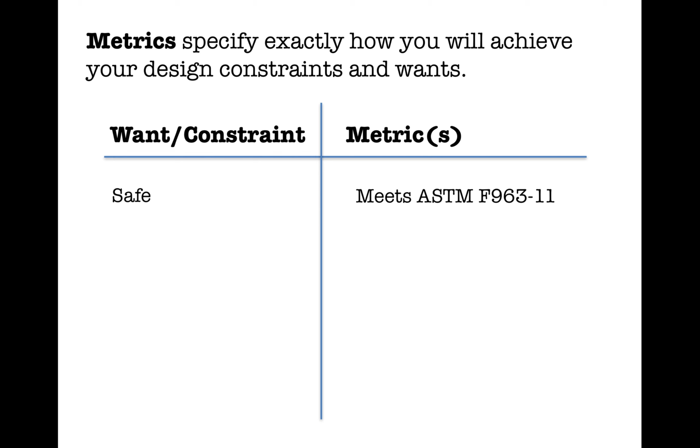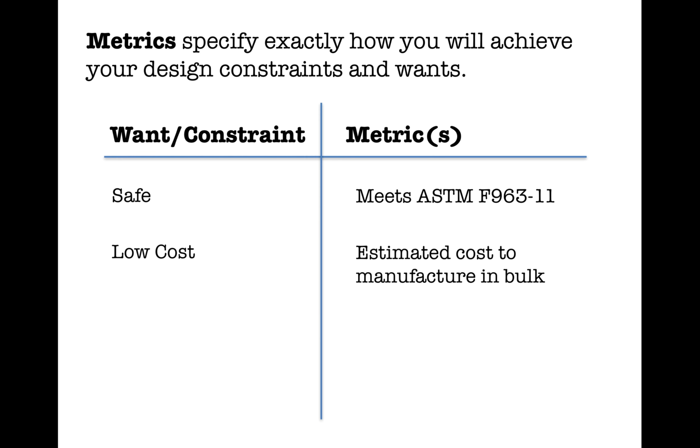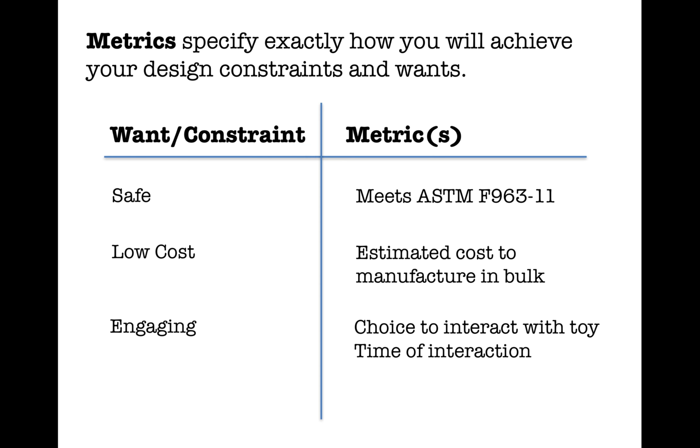So the first is safe. Okay, that's a constraint. The toy must be safe. The metric that is associated with it is whether it meets the International Toy Safety Standard, ASTM F963-11. And you guys are going to be required to meet this safety standard directly. And I'll get into that a little bit later in this presentation. But the metric is yes, no, whether or not you've met this safety standard. Low cost, the metric associated with that is basically the estimated cost to manufacture the toy in bulk, right? So that's a measurable thing.